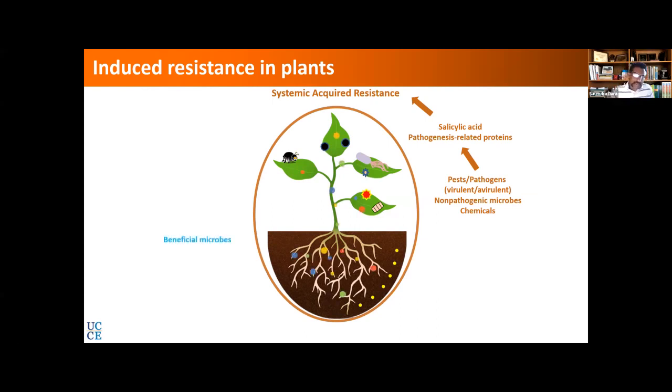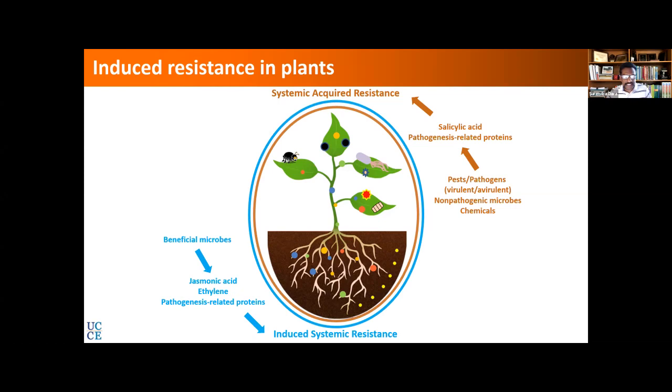But when plants come across beneficial microbes, like mycorrhizae or other microbes in the environment, that don't cause any harm, then another kind of pathway is triggered, because the plant sees that there is something on me or something interacting, and probably it is taking some nutrients from me, but not causing any harm; I provide nutrition, it provides protection or something like that. So then there is another kind of mechanism that is triggered, producing jasmonic acid and ethylene, and also pathogenesis related proteins. And this one is called induced systemic resistance.